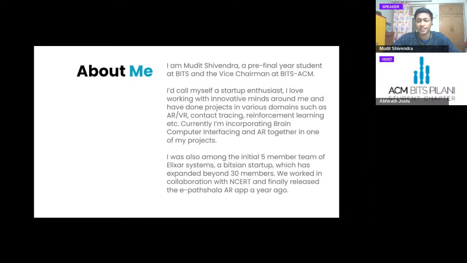So talking about startups, I was a part of Elixir Systems. If you know of that, it's a BITS-ACM startup and it's doing quite well. And I primarily worked with NCERT to create the ePathshala AR app that we released about a year ago.